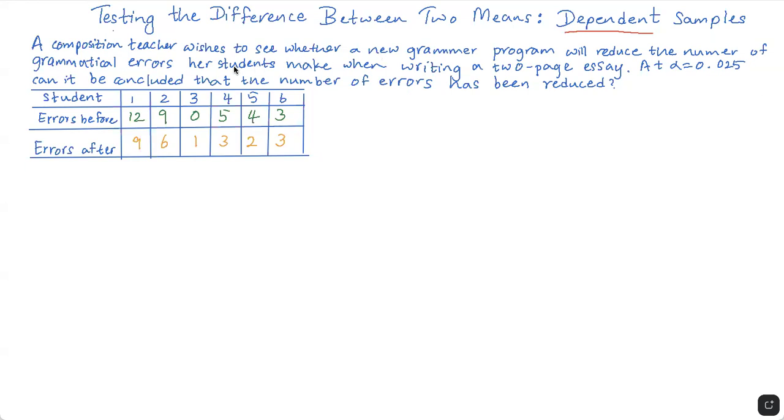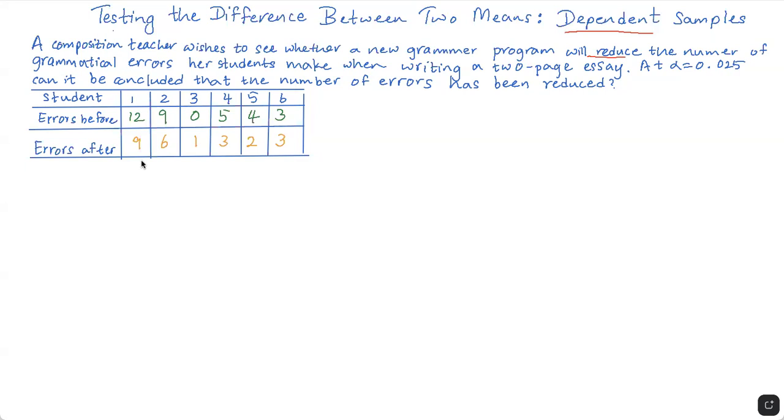A composition teacher wishes to see whether a new grammar program will reduce the number of grammatical errors her students make when writing a two-page essay. At alpha equals 0.025, can it be concluded that the number of errors has been reduced?